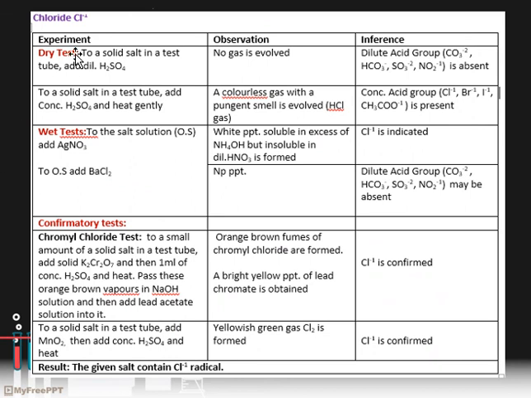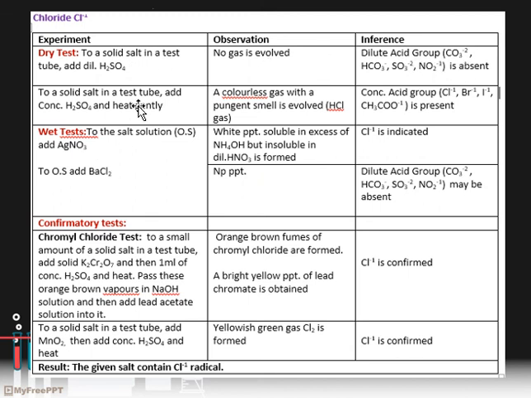In the concentrated acid group, again, in all the analysis reactions, whether it is analysis of cation or anion, you have to write down first the dry test, then the wet test, and then the confirmatory test. Okay. So what is the difference between identification of the dilute acid group and the concentrated acid group? First we take the solid salt and add dilute sulfuric acid to it. If no gas is involved, it means the dilute acid group is absent.